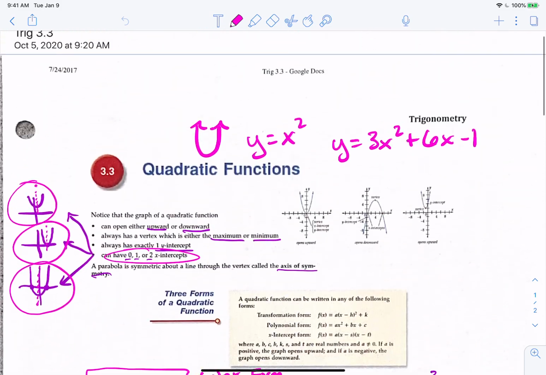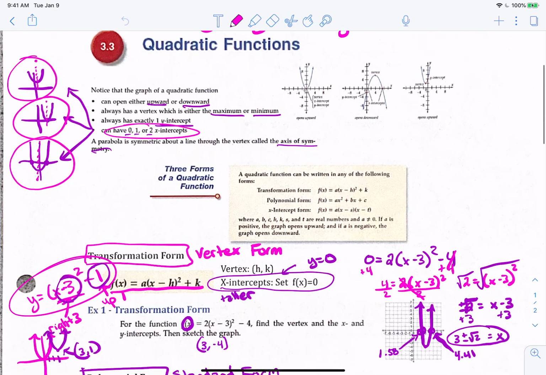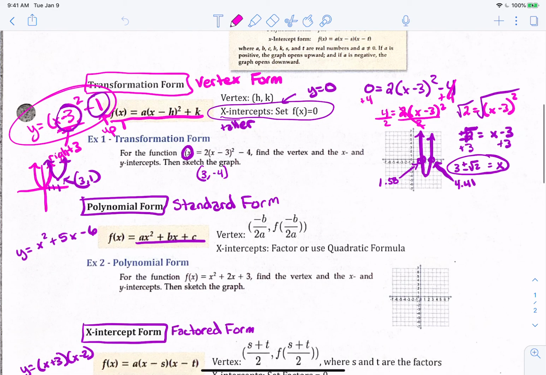Okay, this is part B of section 3.3, quadratic functions. Yesterday we went over vertex form, which they call transformation form. So vertex form makes it really easy to find the vertex.